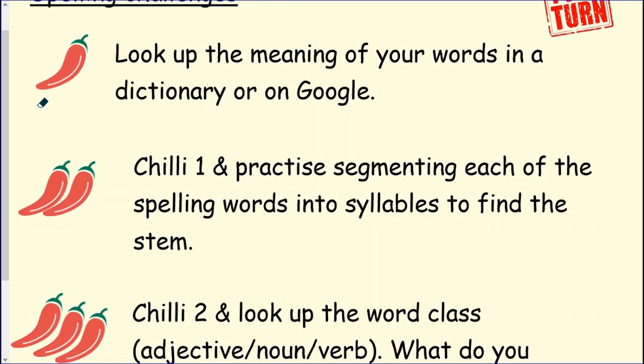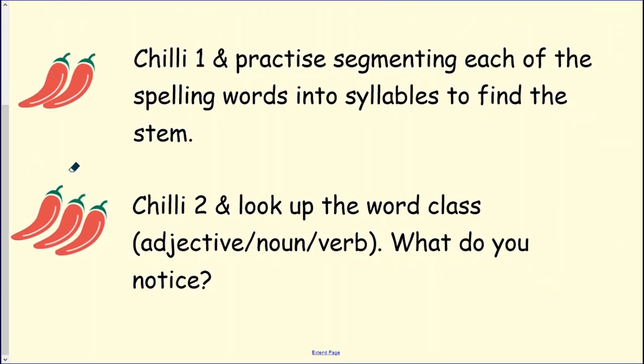So remember earlier on in the lesson, we clapped the syllables of artificial to work out what the stem was before the shall ending. If you need a little bit of a recap on how to do that, just rewind the video, go back and have a listen again. So it's up to you. You can say them out loud, clap along, or you could write them out segmented on your piece of paper. And then Chilli 3, you are going to do Chilli 2, and you are going to look up the word class of the different words. So are they adjectives? Are they nouns? Are they verbs? Are they adverbs? And jot down what you notice about the word class of the words.